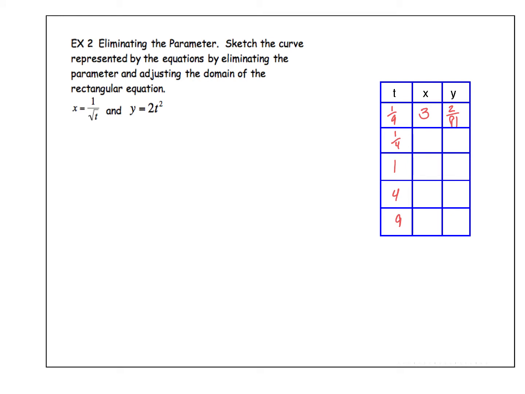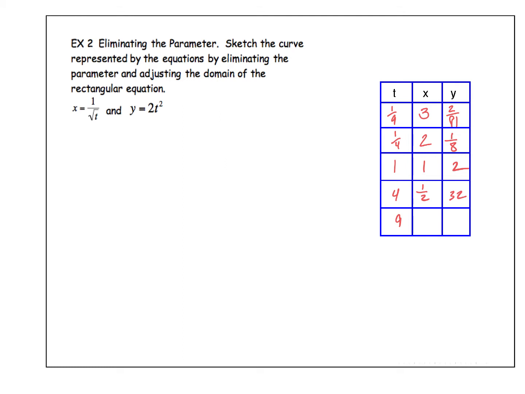1/4, 1 over square root 1/4, 1 over 1/2, flip it, 2. 1/4 squared, 1/16 times 2, 1/8. 1. 1 over square root 1, 2 times 1 squared, 2. 4. 1 over square root 4 is 1 over 2. 4 squared times 2, 32.